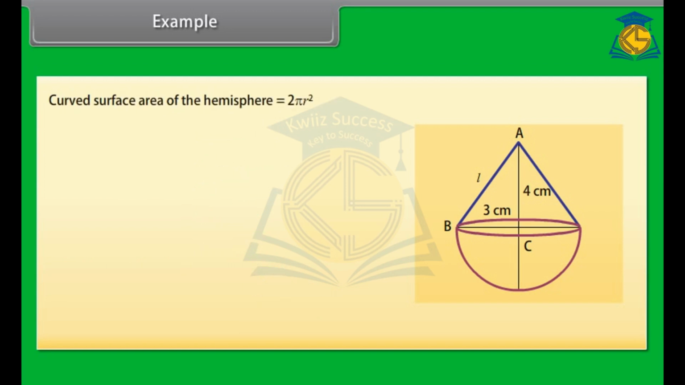Let's now find the curved surface area of the hemisphere, which is equal to 2 pi r square. So we get 2 into 3.14 into 9 is equal to 56.52 centimeter square.